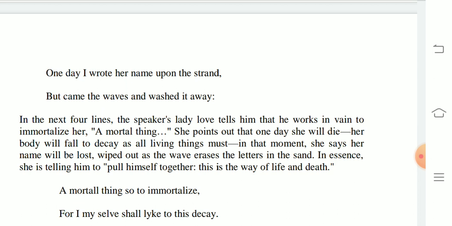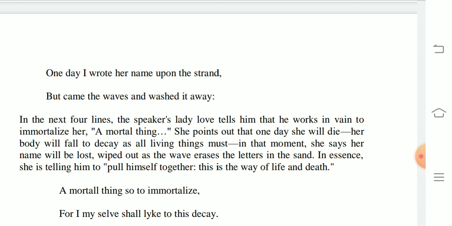She says her name will be lost, wiped out, as her body will fall to decay, as all living things must. In that moment, her name will be lost, wiped out, as the wave erases the letters in the sand. In essence, she is telling him to pull himself together. This is the way of life and death.